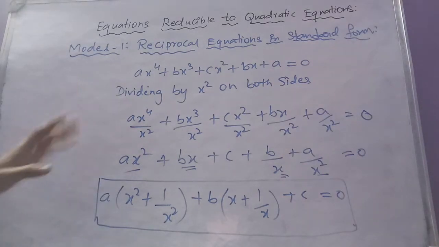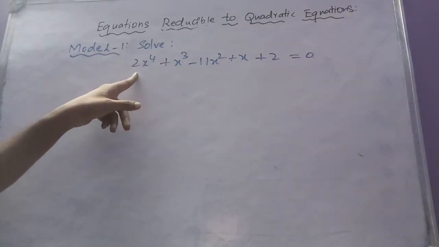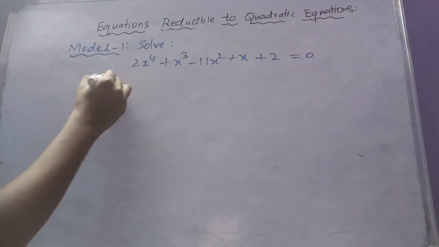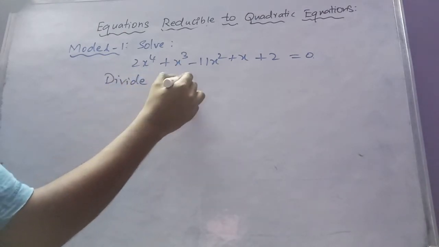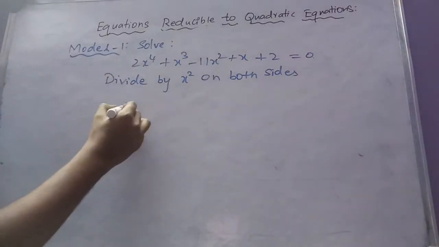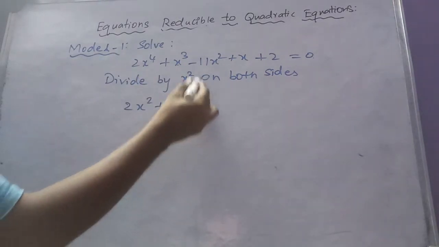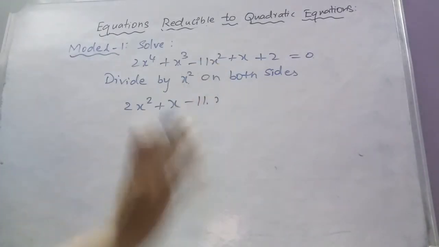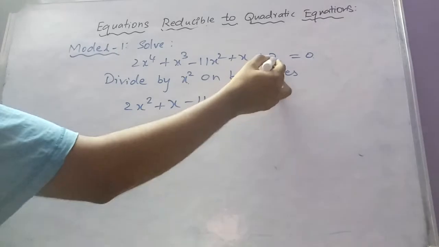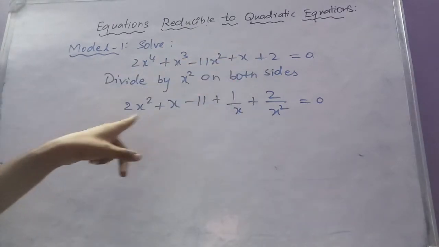Now let us see an example in this model. Here is an example. So we are going to solve this reciprocal equation, and as I said already, we will start by dividing with x square on both sides. In that case we will get 2x square, x cube by x square means x, minus 11 into x square by x square is just 1, plus x by x square is 1 by x, plus 2 by x square is 2 by x square only. I have just divided every term with x square and I have got this.